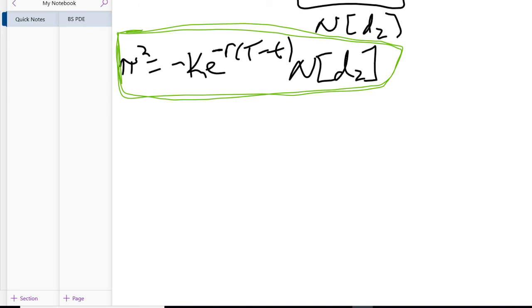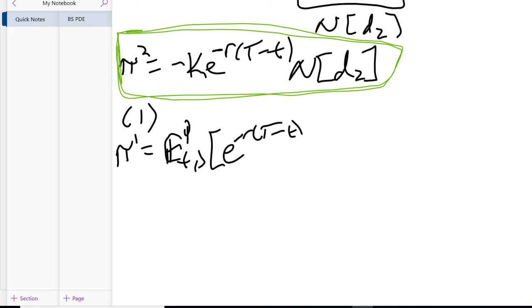So we have that, but now what about pi 1? We still haven't solved pi 1. And like I said, we're doing the second one first because this one is a little bit trickier. So we'll call pi 1 equals the Q expectation of e to the negative r (T minus t) S_T times the indicator function that the stock price ends greater than the strike price.